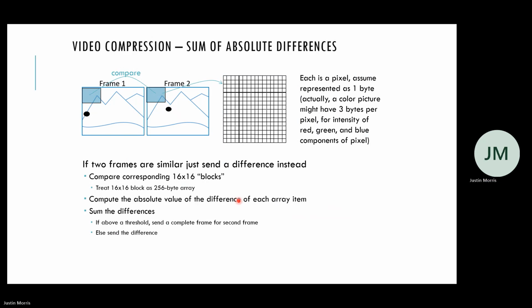The way that we're going to calculate if two frames are different is we're just going to iterate through all of the pixels and subtract them and take the absolute value, right? And get a sum of all the differences. Because if they're the same pixel, the difference would be 0. And then if this sum of the differences is above a threshold, then we'll send a complete second frame. If it's not, we'll send the difference of the frames instead. Is this clear to you guys?